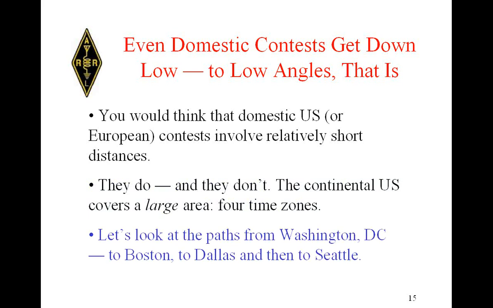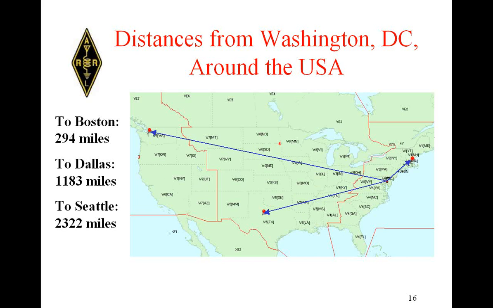Now, what I'm going to examine in this next part of the presentation is the path from Washington, D.C. to 3 domestic locations. One is to the city of Boston, the next is to the city of Dallas, and then the next is to the city of Seattle, Washington. Here's a little presentation showing, let's see if I can get my cursor back, here we go. Here's Washington, D.C. This is the path to Boston.